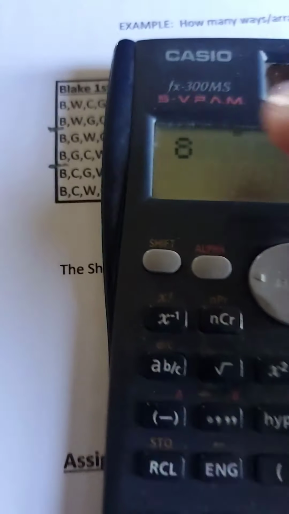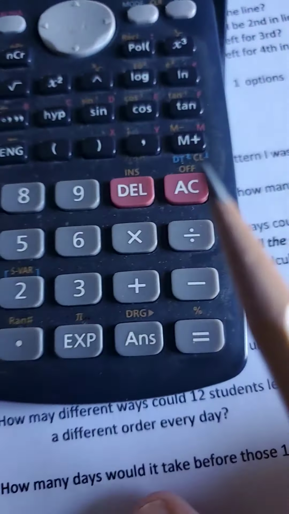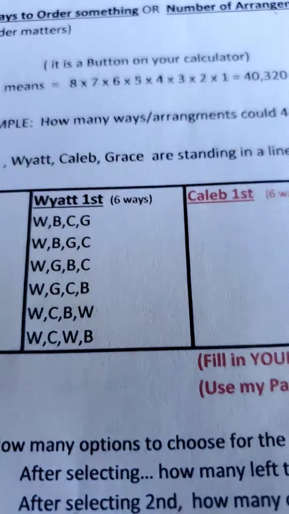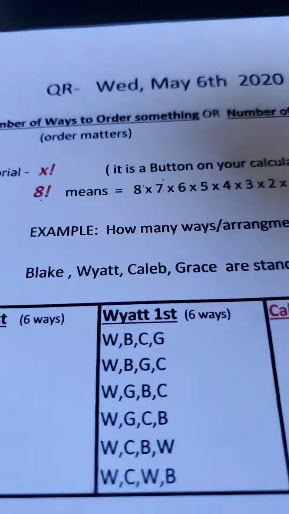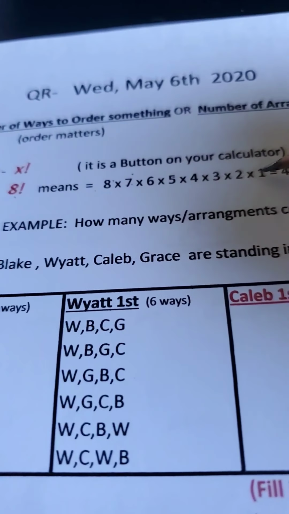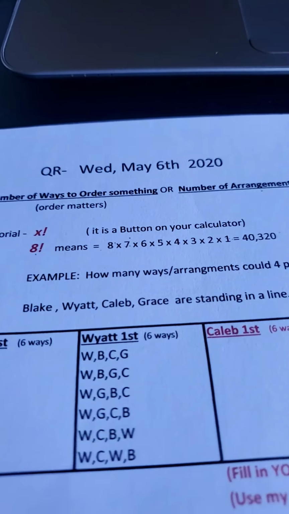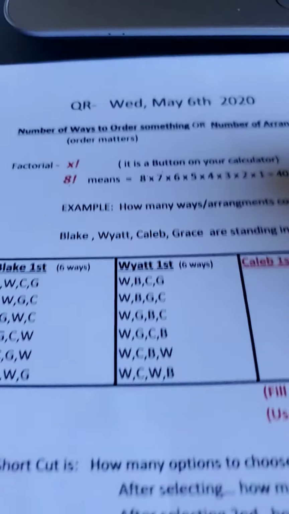Turn it on first. All I got to do is push 8 factorial, and it forms an exclamation point. And then I just push equals. And you get 40,320. It automatically multiplies 8 times 7 times 6 times 5 times 4 times 3 times 2 times 1. Okay, that button can only be used if you're going all the way down to 1. You'll see here in a moment in your assignment that that's not always the case, but sometimes it is.